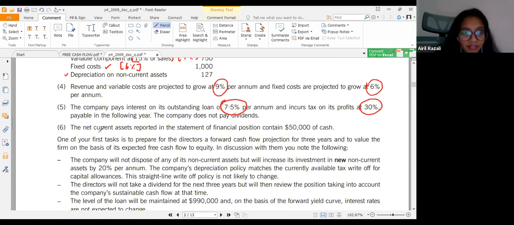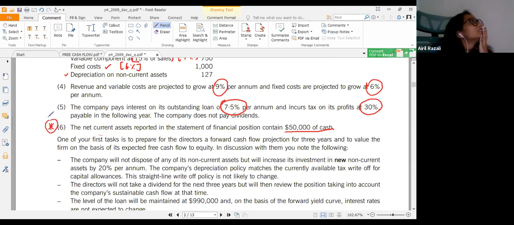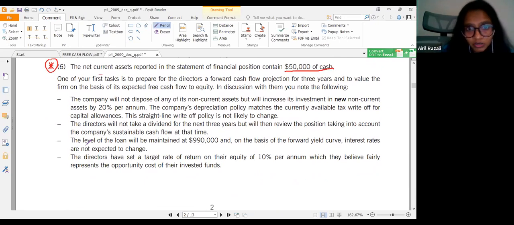Now, the net current asset reported in the statement of financial position contains $50,000 of cash. I just want you to put an asterisk here because there is a confusion here, but I'm not going to address it now. I'm going to address it later when I come to the part where we need to do this question, because if I do everything now, I'm scared you will have a problem remembering what I was talking about.